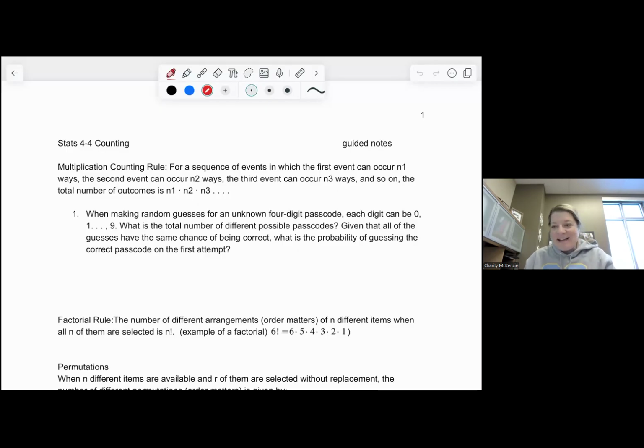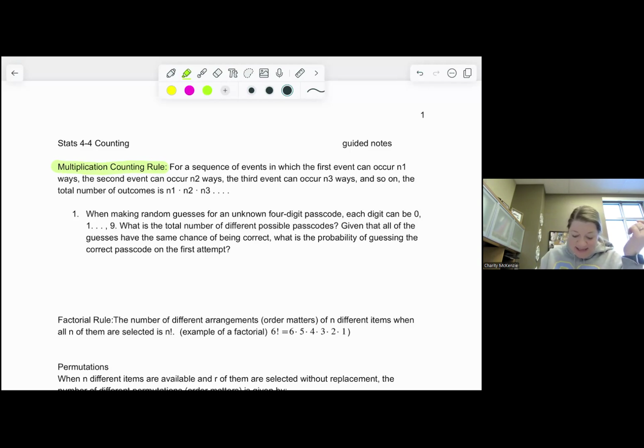Hi, everyone. This lecture is going to be on counting. We've done a tiny bit with probability and looking at that denominator, or sample space, but with counting, we have to be able to count up how many are in certain things to be able to find a probability. So this first one is the multiplication counting rule, or the fundamental counting principle, as it's also called.